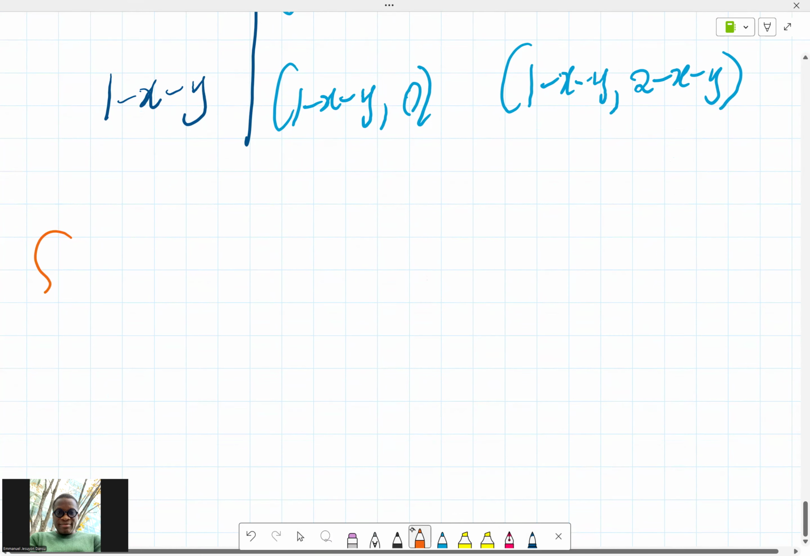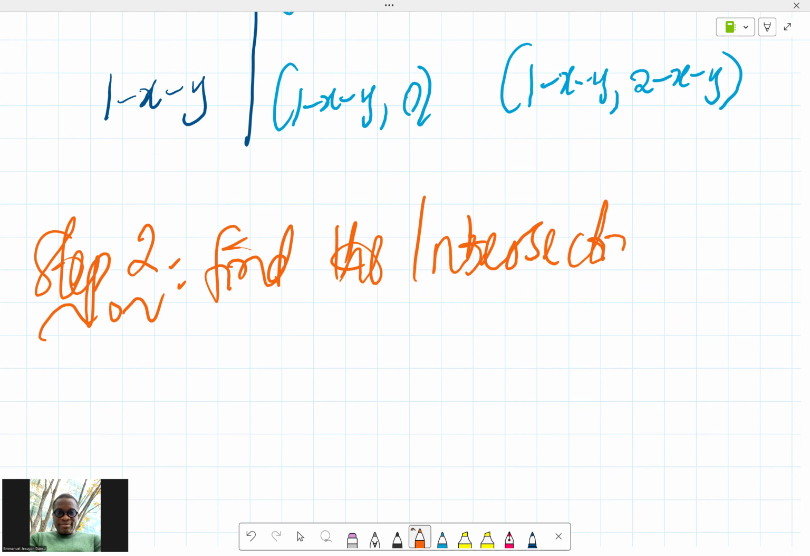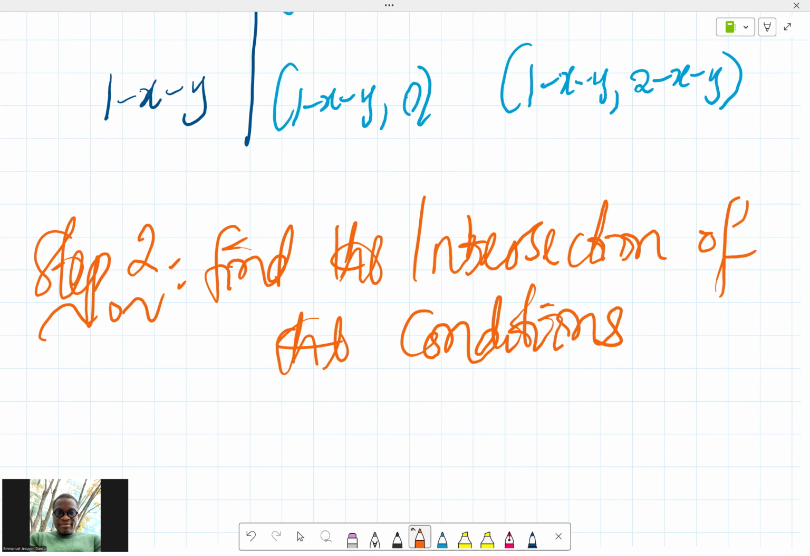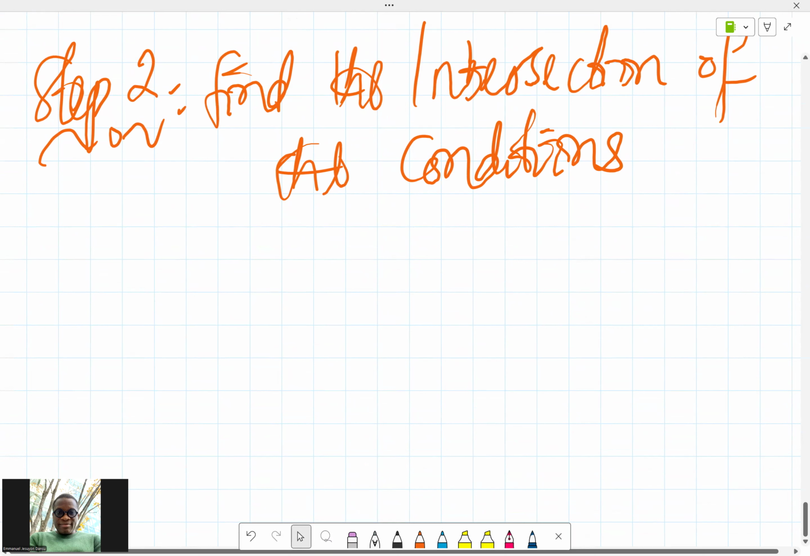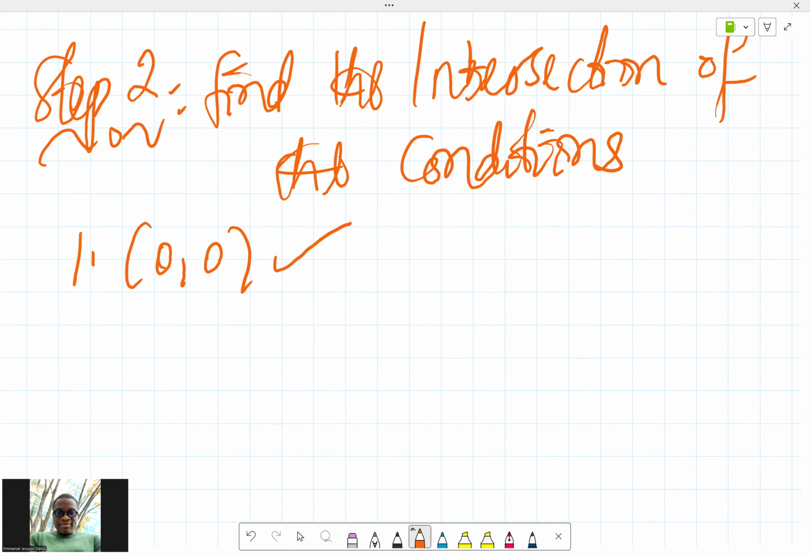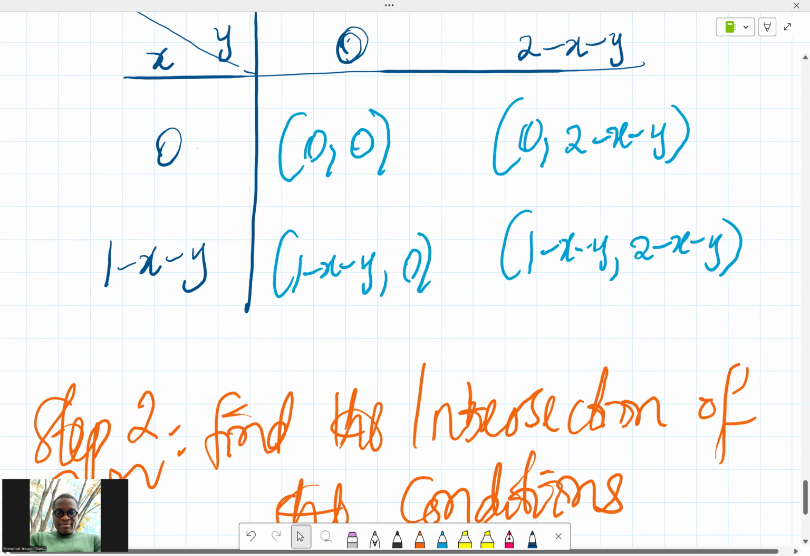That takes us to step 2, where we find the intersection of the conditions. So we have to compare them this way. These are all the four possibilities. The first one is 0, 0. That one is settled, so x is 0, y is 0. They are critical values, right? That's (0, 0). Done.